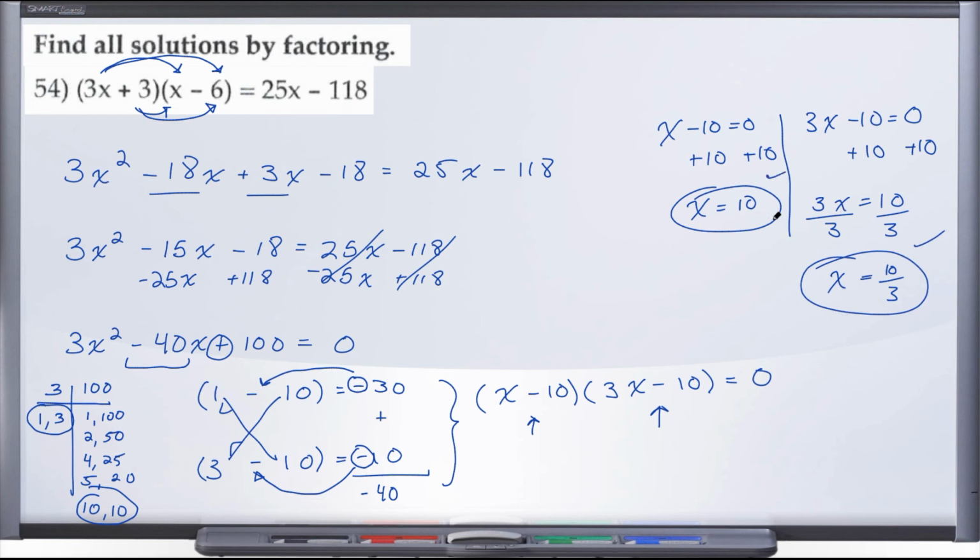And again, you could plug each of these solutions back in and you should get a true statement. And you could either plug this into the original equation here, which might be a little bit more work, or you could take each of these, x equals 10, x equals 10 over 3, and plug them into this quadratic equation here. And when you do that, the left-hand side should equal 0 when you plug in each of these values. All right, so there you have it, number 54.